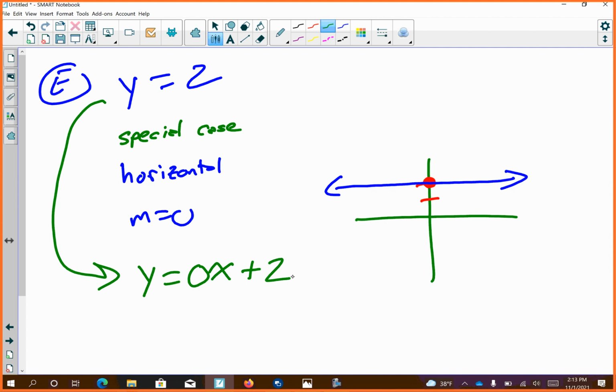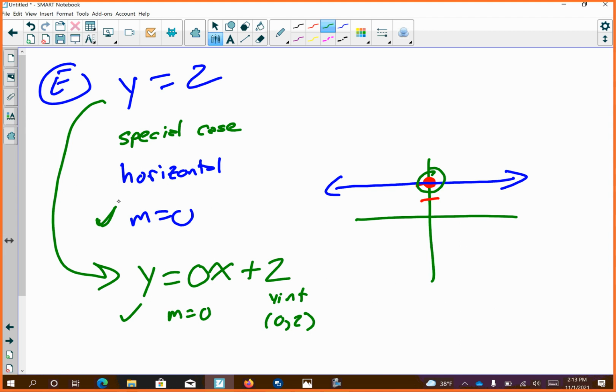What's 0 times x? 0. So have I changed the equation, or is it still the same equation? It's still the same. So by looking at this, it would tell us the y-intercept is 0, 2. Well, that works. And it would tell us the slope is 0. Well, that checks. That's what we had right there.